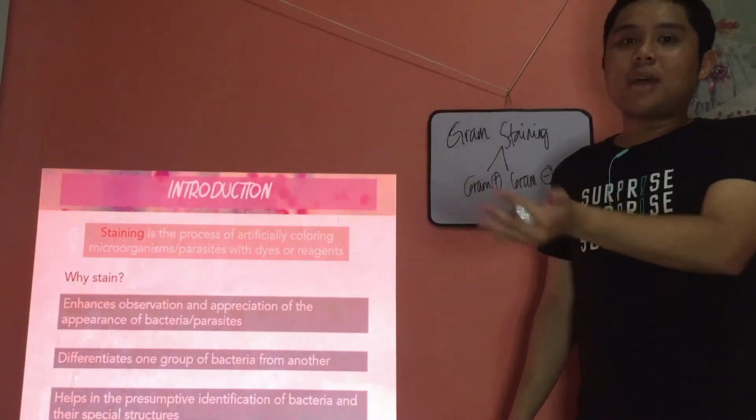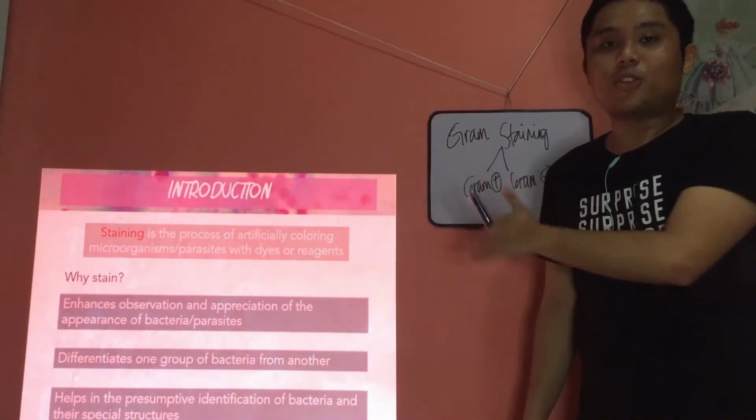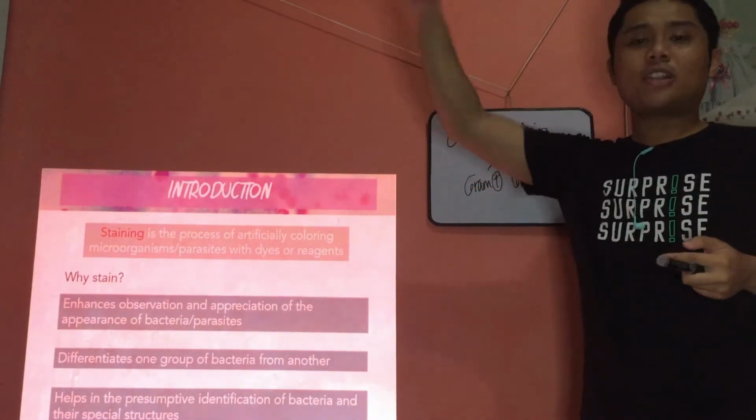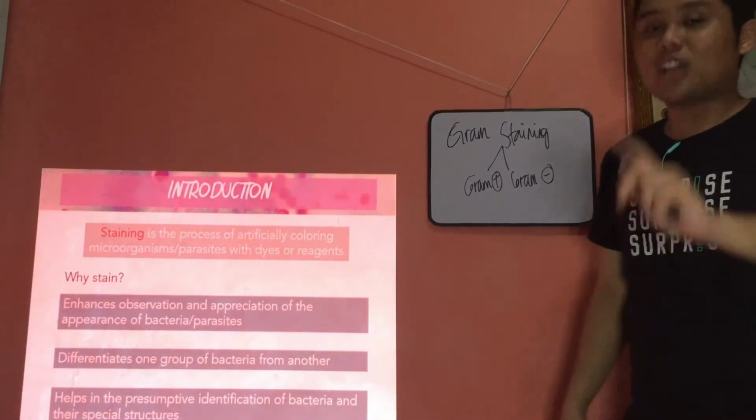Or it's a gram-negative bacilli or a gram-negative cocci. I know these are the tests that I need to perform to further identify the organism. So usually we start with Gram staining in bacteriology. Alright, and lastly, it helps in the presumptive identification.